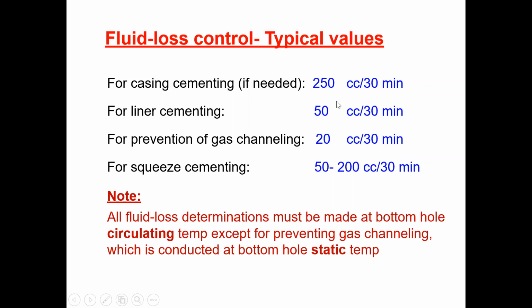It can be of that order. Doesn't matter, unless there are very permeable zones, then we can reduce it. But for liner cementation, the pressures expected are more, because of the constriction of the liner, the annular space is less. So pressures are more and liners are deep. So we actually try to keep 50 ml per 30 minutes. And for prevention of gas channeling, it should also be minimum.